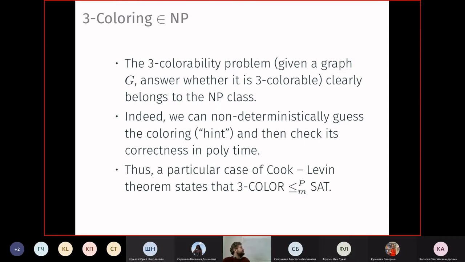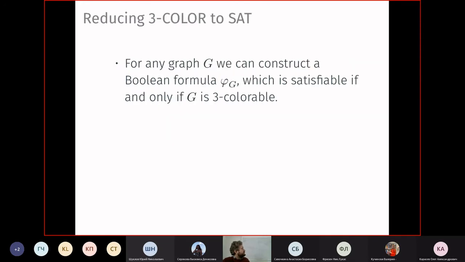And there is a particular case of the Cook-Levin theorem which says that this should be reducible to SAT. So what does this mean? It means that if you have a graph, then you can construct a Boolean formula which is satisfiable if and only if the graph is colorable. The same will work for an arbitrary number of colors, but for 3 colors it is the first non-trivial situation. So 2-coloring is easier, and we'll see it in the example.